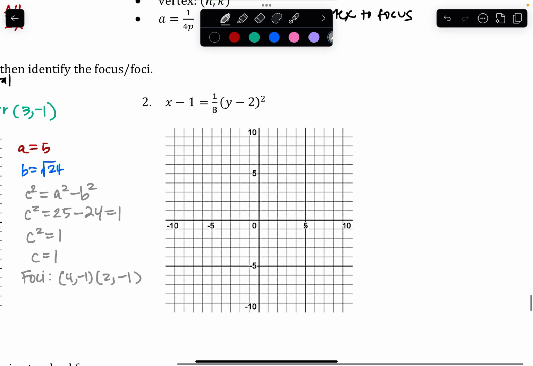Okay, next we are working with a parabola because only one of our variables is squared and the y is being squared. And so I know we're working with a horizontal parabola.